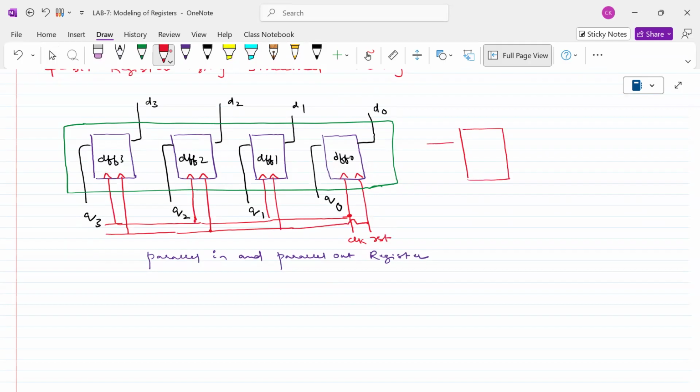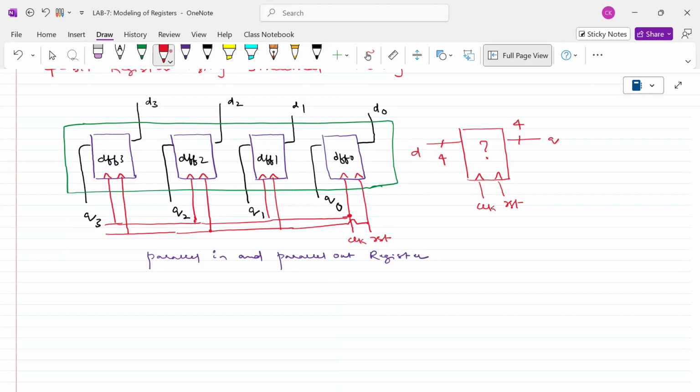Actually, D is one input. This is a 4-bit size. Q is my output. That is also 4-bit size. There should be a clock signal. There should be a reset signal. Are you getting this point? What is the inside of this one? The inside of this one is this block, right?